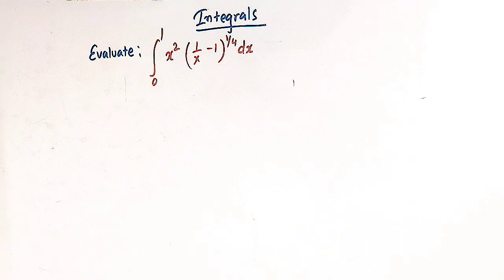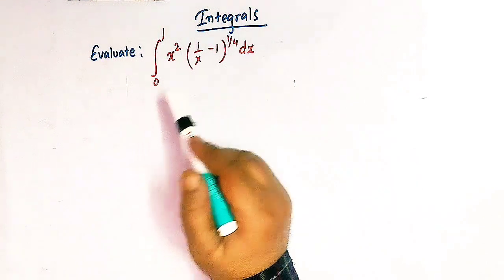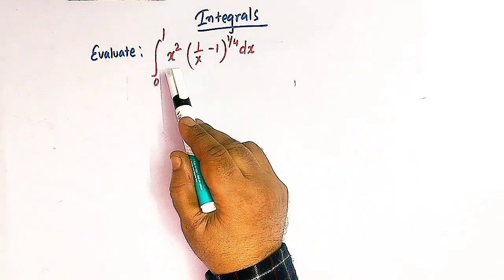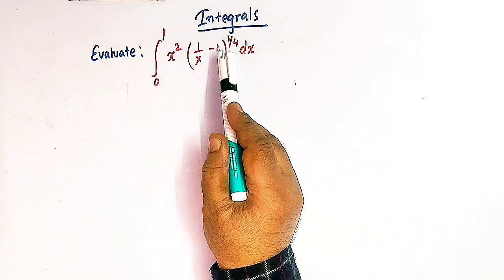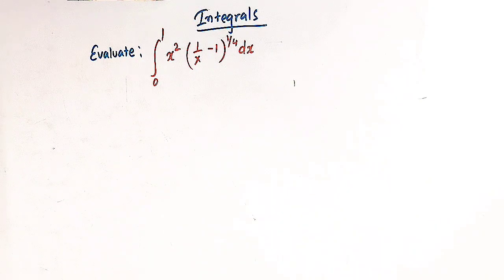Hello viewers, in today's session we are going to discuss a very important integral. So here we'll solve this integral from 0 to 1 of x squared times (1 over x minus 1) raised to 1 by 4, right? Here we'll solve this integral by the method of beta and gamma functions. So let us start.